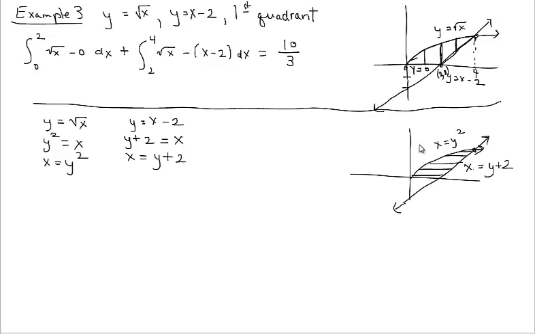All right, continuing with integration with respect to y, the thickness of each of these horizontal rectangles is a change in y, this little thickness here. So we need to get an expression that represents how long it is. So that's going to be your right x minus your left x.